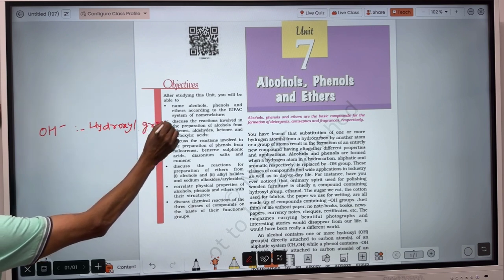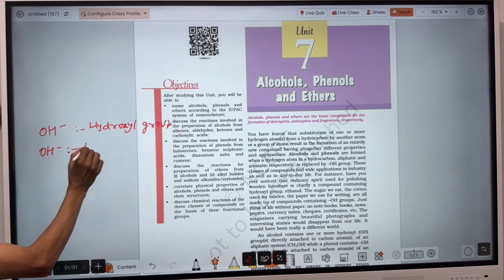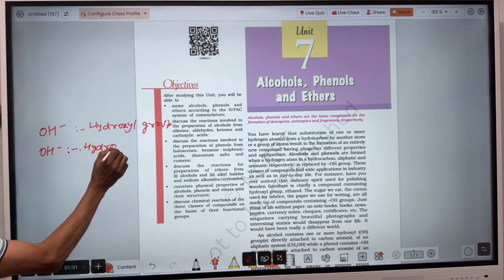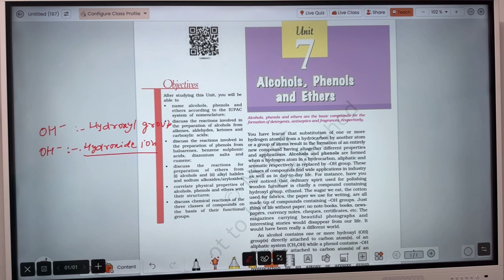Hydroxyl group. You have also been told about the OH minus ion, the hydroxide ion. When it is in solution, we call it hydroxide. And when the OH minus ion is bonded and acts as a group, then that will be called a hydroxyl group. So this is the hydroxyl group.